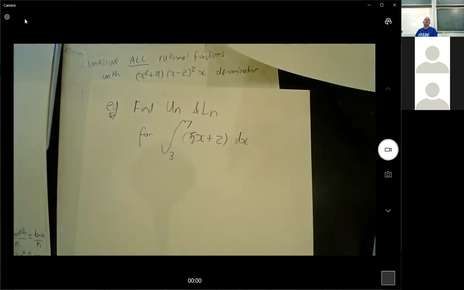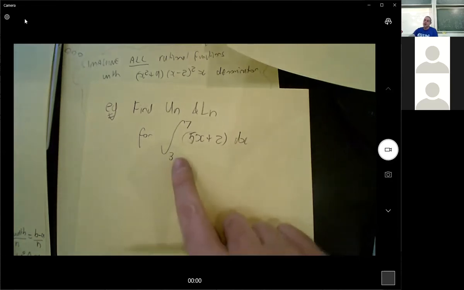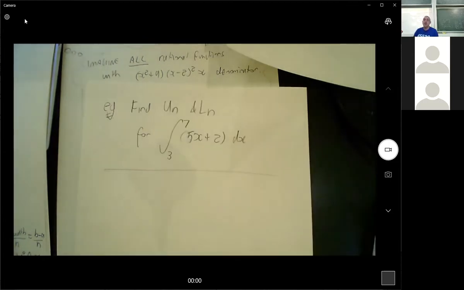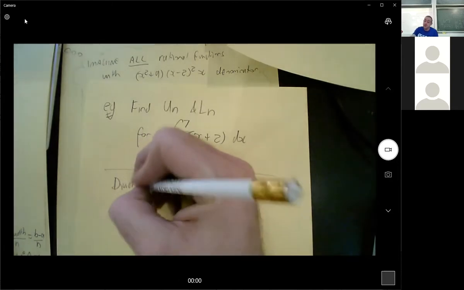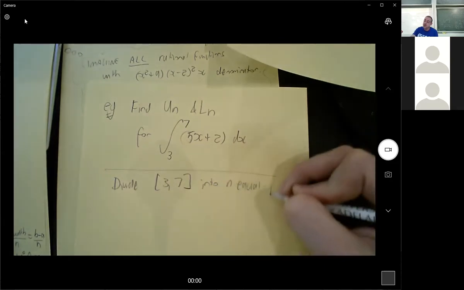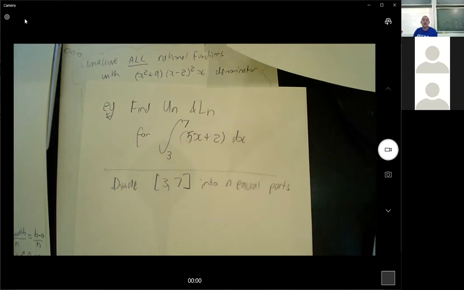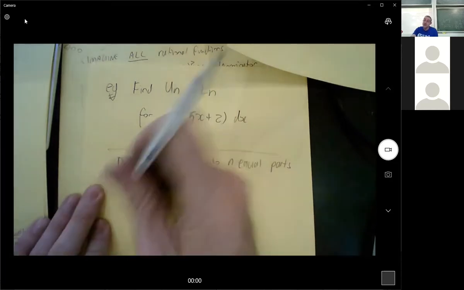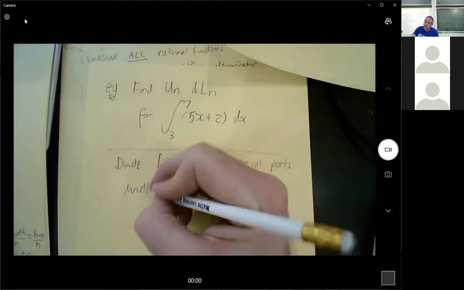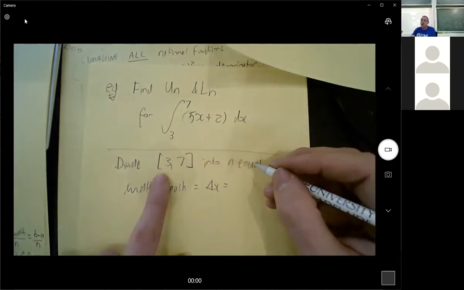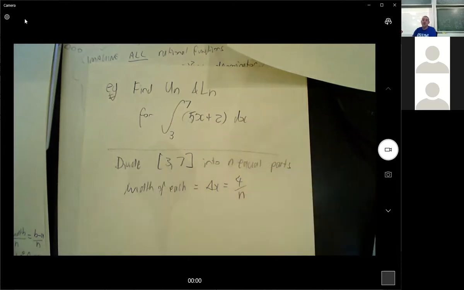Here we go. Find Un and Ln for the integral from 3 to 7 of 5x plus 2 dx. So step 1, divide the interval from 3 to 7 into n equal parts. So the width of each interval is delta x, which is the total width, which was 4, divided by n because I've cut it into n parts.